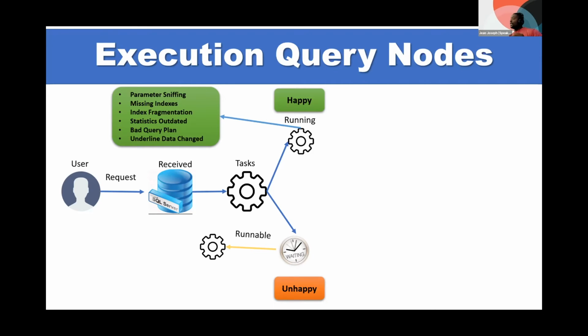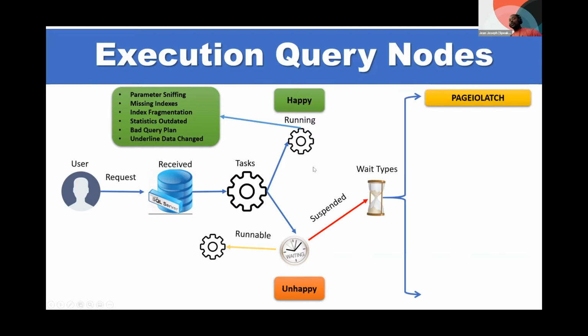However, if SQL Server has to wait for something else, this is where things get a little more complicated, where your process has to be suspended. So SQL Server has to wait on something. It could be anything. It could be, for example, page IO latch. This kind of wait type is captured, for example, when SQL Server is reading data.